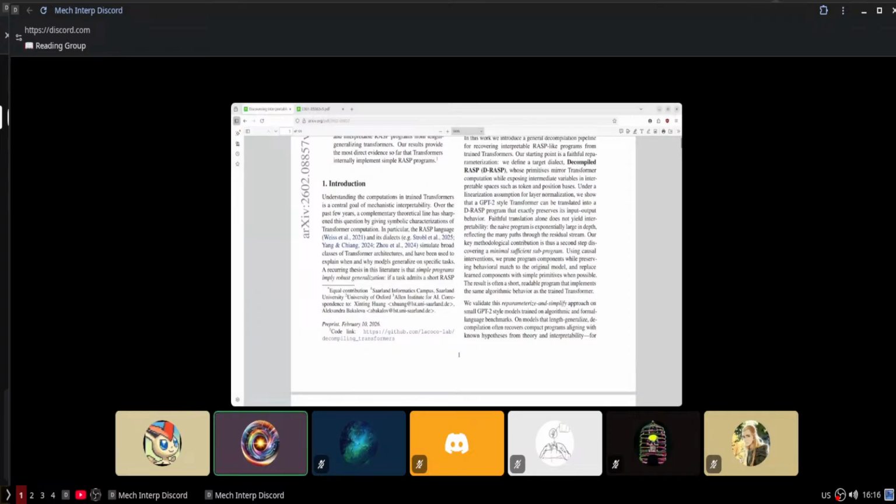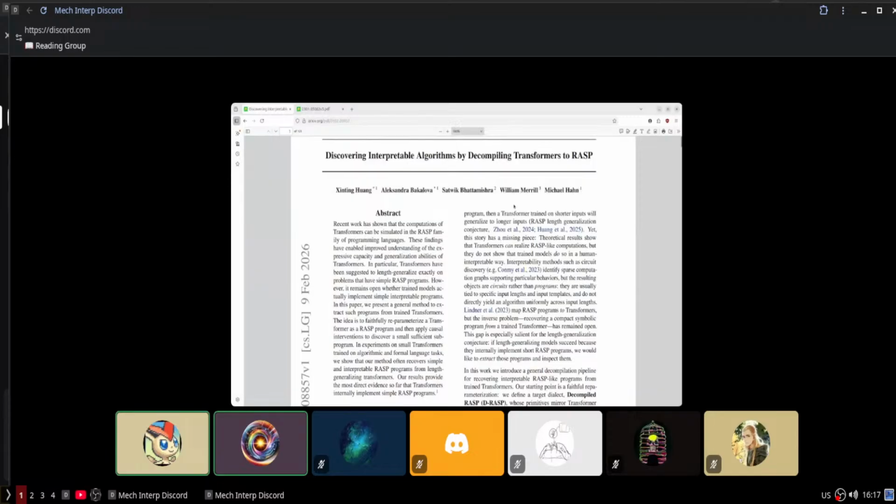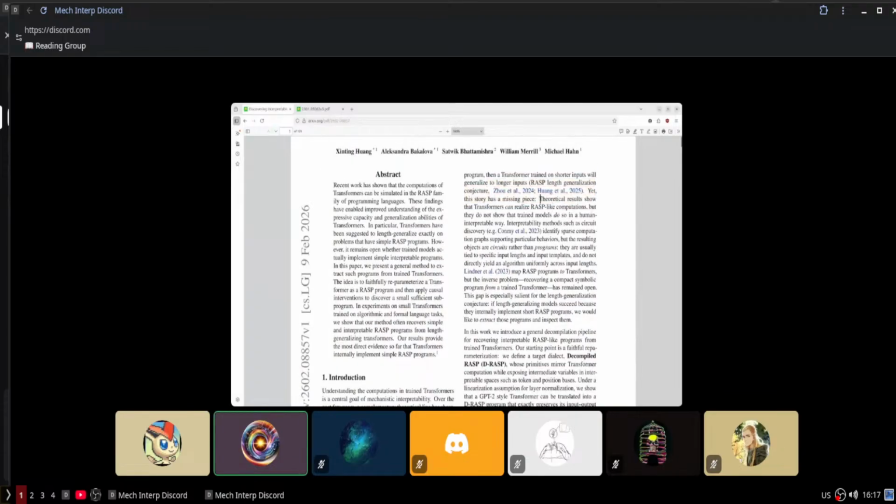Anyway. Length generalization. What is length generalization? It's like the length of, for example, addition. How long are the numbers? They show RASP-like computation, but they don't show that trained models do so and are interpreted that way. Okay, because RASP-style computations are a subset of what transformers can do.